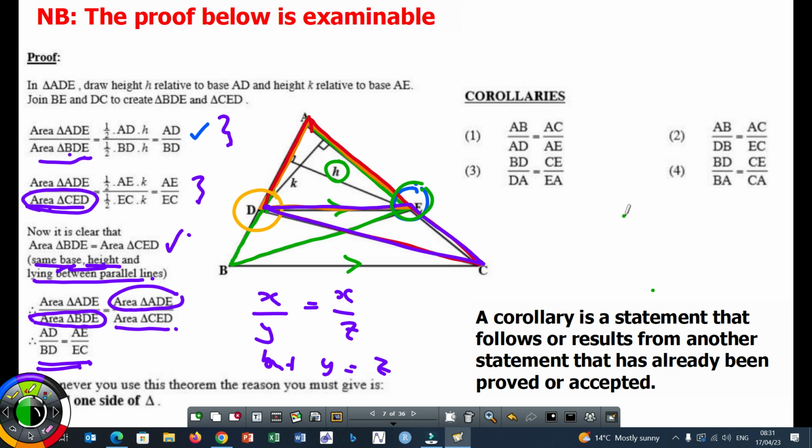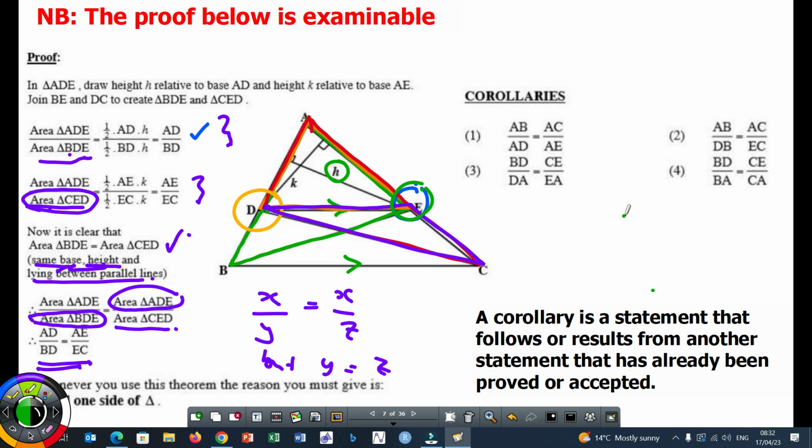Right? Once you get this, now we can come to what are called corollaries in geometry. A corollary is just a statement which follows or results from another proved statement. So since we have proved this, we can come up with 4 corollaries, which means we can also say, therefore, AB over AD is equal to AC over AE.